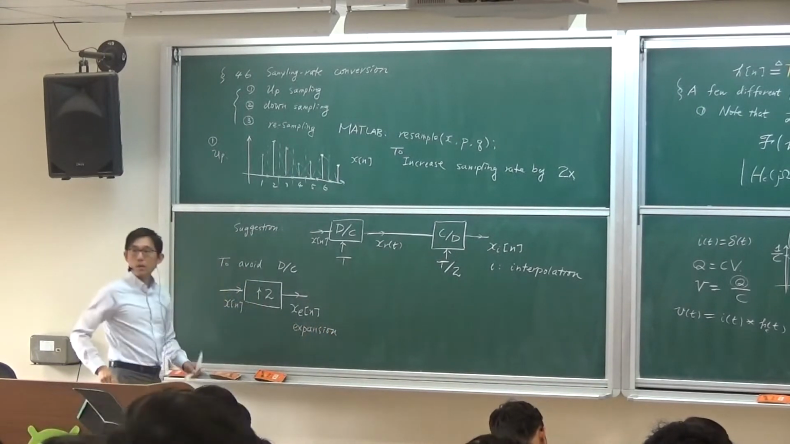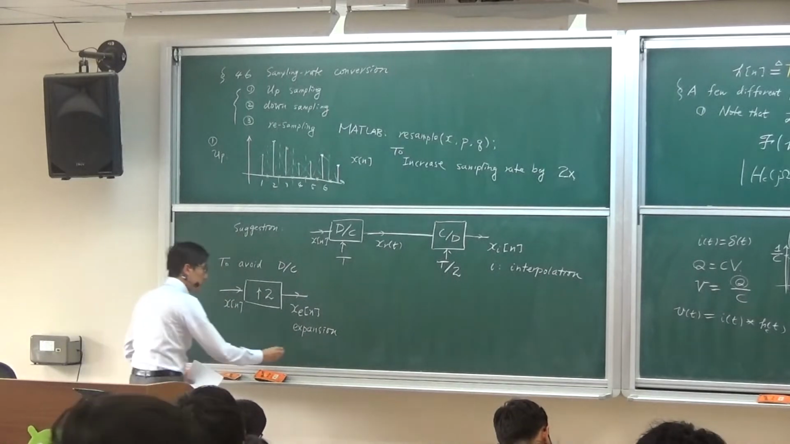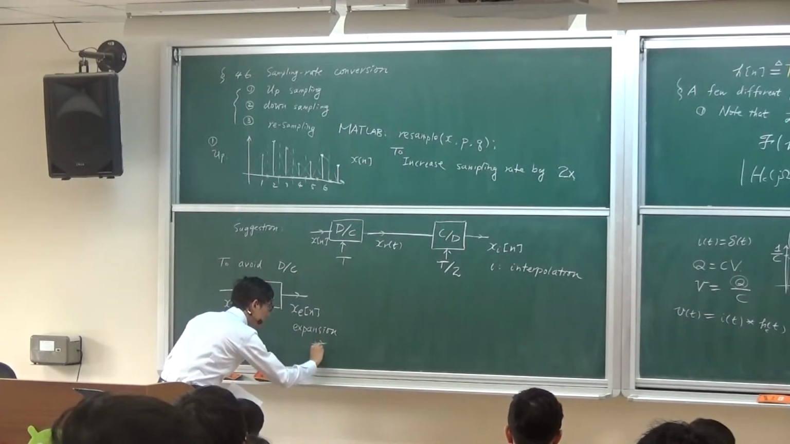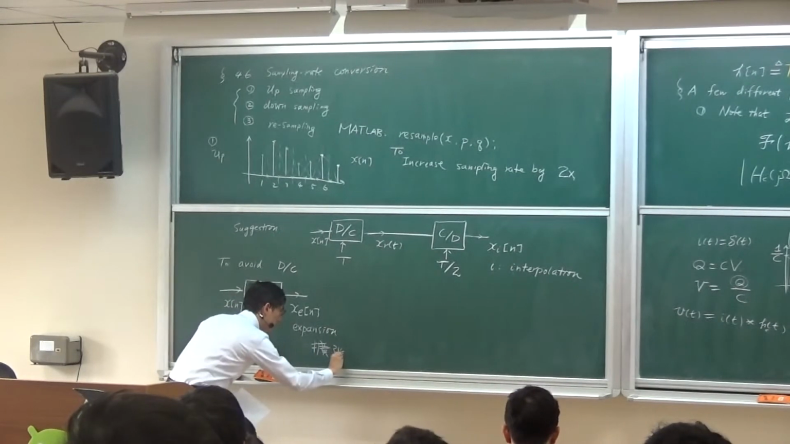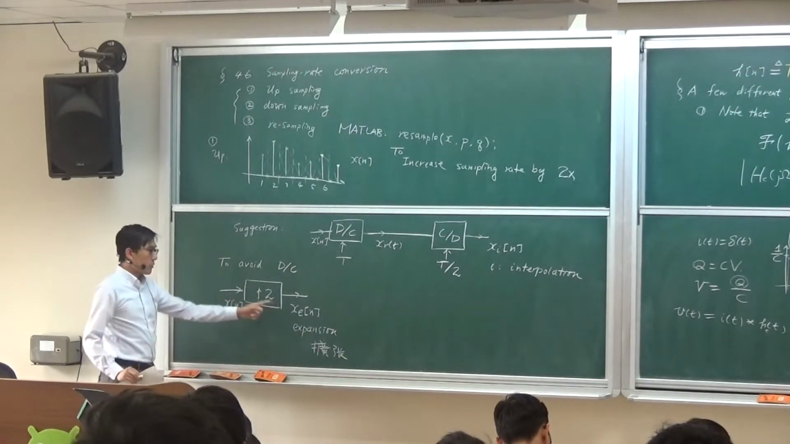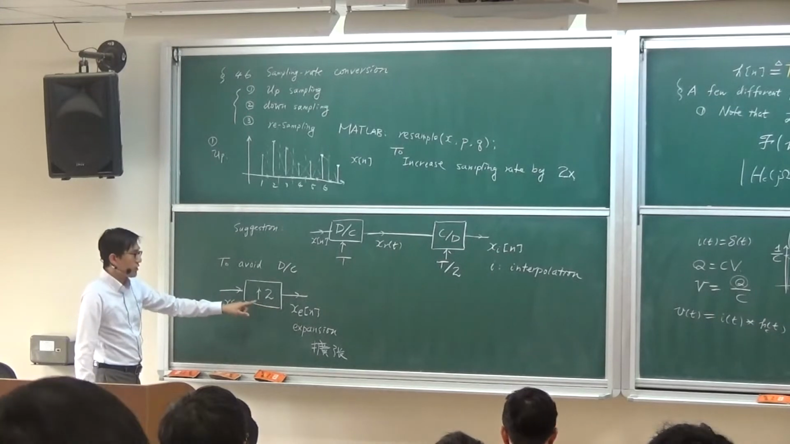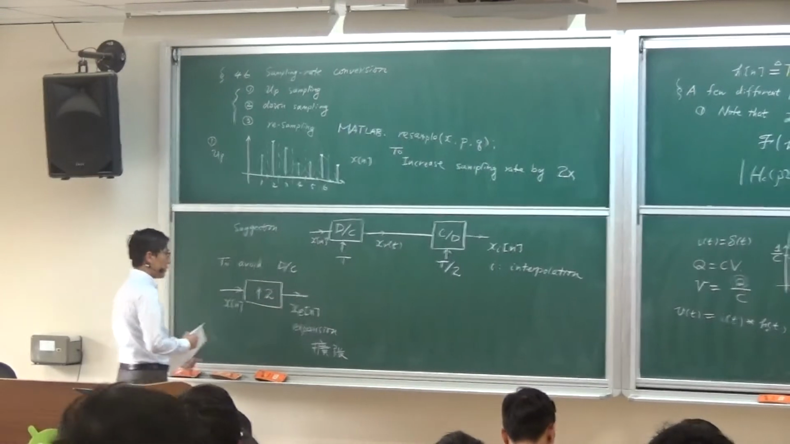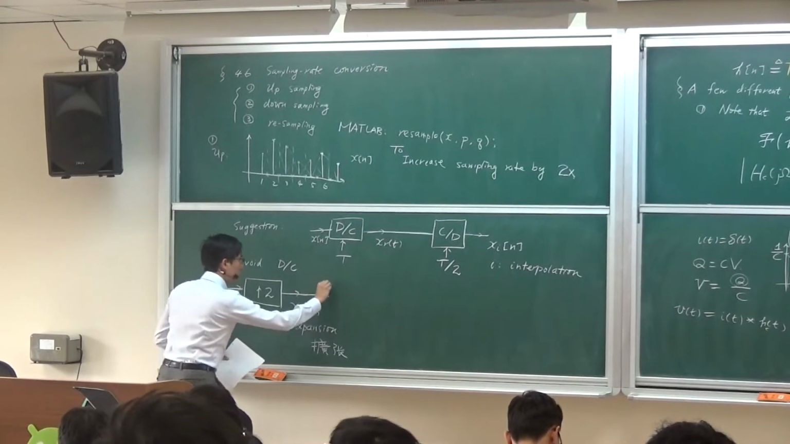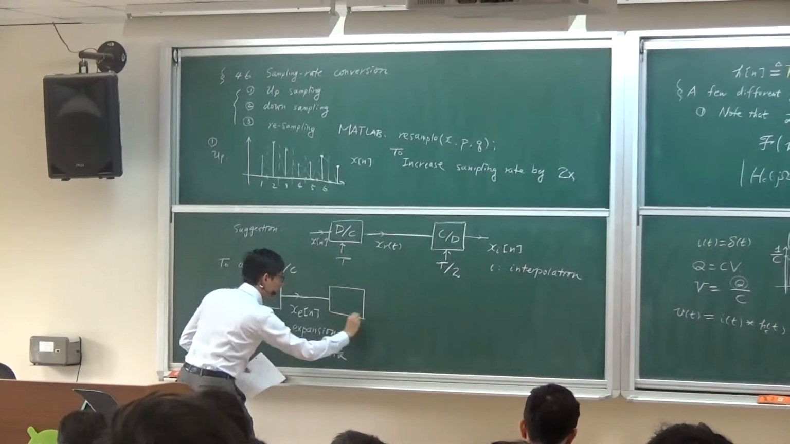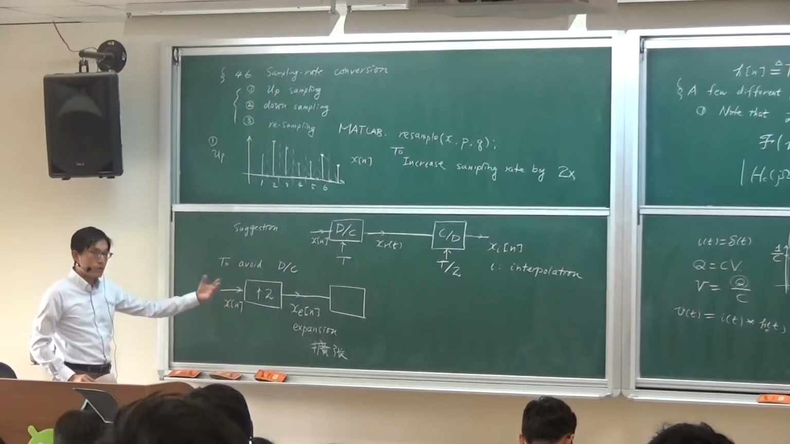Expansion, 扩张开来. And this can be done. We'll show in a moment. This is a very, very easy process. And then here, after expansion, now we are going to suppose that the sampling rate has been changed.